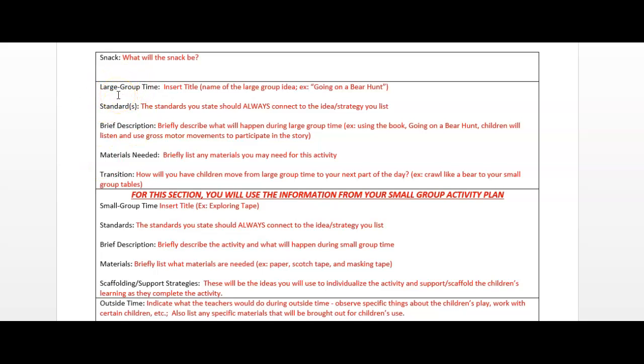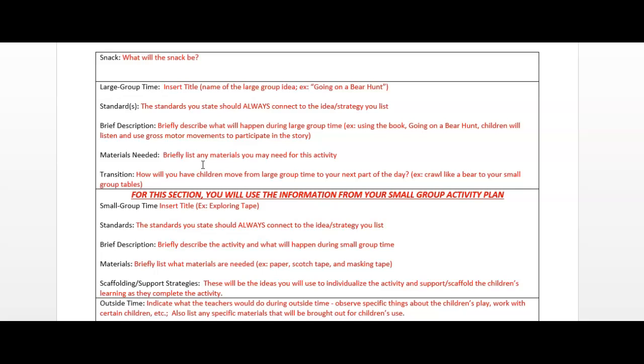Large group time is a time when all the children will be gathered together in a large group to complete some type of activity. This activity is usually active, such as a game, a dance, playing musical instruments, or singing a song. Make sure you again include the title of your activity, link 1 to 2 standards using the Illinois Early Learning and Development Standards, provide a brief description, and list any materials you may need. The standards could be in any content area. It will depend on the focus of your activity.